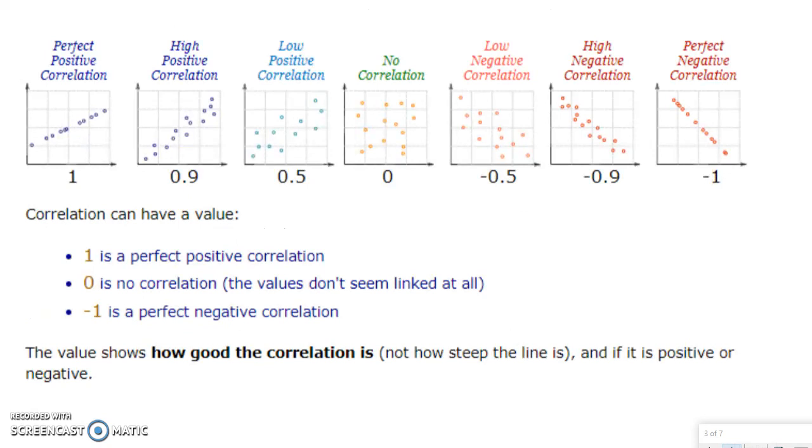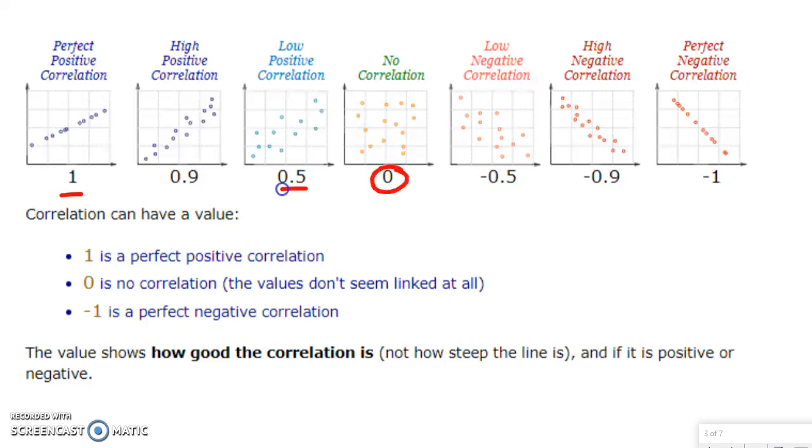Okay, so this gives us the chart on reading correlation. If you start here at the far left, 1, this is a perfect positive correlation because it forms a perfect line. If you have a correlation coefficient of 0.9, then it has a high positive correlation. They look like they form a line, but they're not quite a line. 0.5 here. You can still see there's some sort of correlation. It looks like they're, in general, increasing from left to right, but they're not necessarily close to a line.